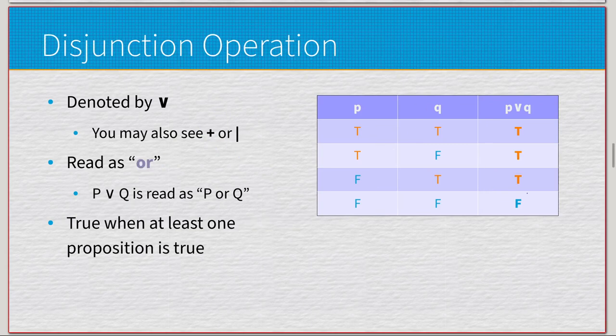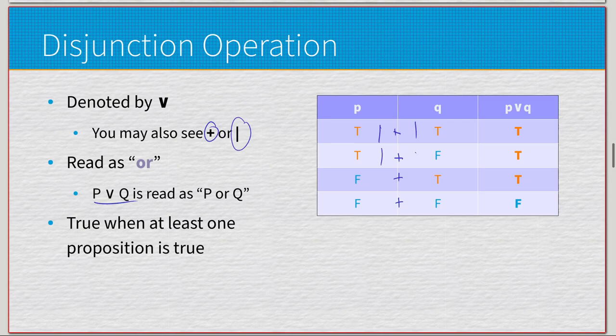Not too bad. Similarly, we have disjunction, which looks like a V, and you might see it as plus for addition, or you might see it as this bar. So if we go back to the if x equals 0, you might see two bars, y is greater than 2. So this is saying "or", just in case you've ever seen that before. And then it is just read P or Q. And it's true when at least one proposition is true. And this is due to viewing it more like addition as opposed to multiplication.